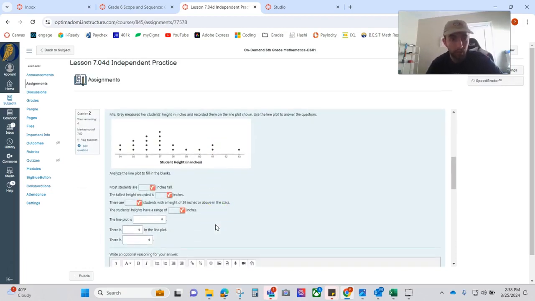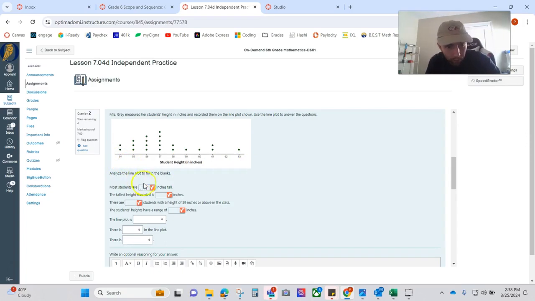Question 2. Mrs. Gray measures her students' height in inches and recorded them on a line plot shown. Use the line plot to answer the questions. Line plot: up to down, each dot represents one student, and going left to right, these numbers are inches. Analyze the line plot to fill in the blanks.